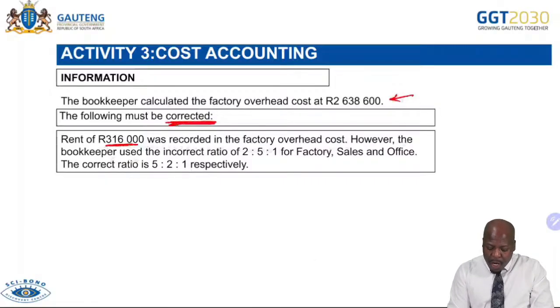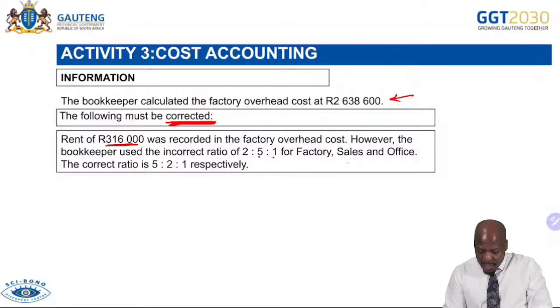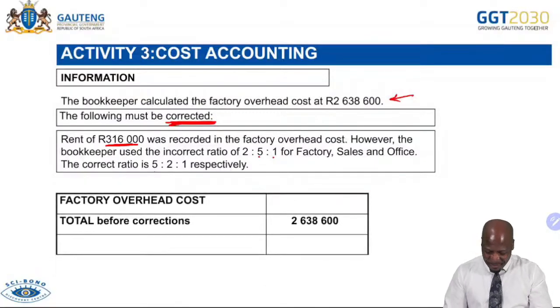However, the bookkeeper used the incorrect ratio of 2:5:1 for factory, sales, and office. The ratio is 3:2:1 respectively. There are several ways in which one would have done this. The other way was to remove the error, then you record the entire correct amount. All right, but first let's do a bit of calculations, then we come to all those processes.